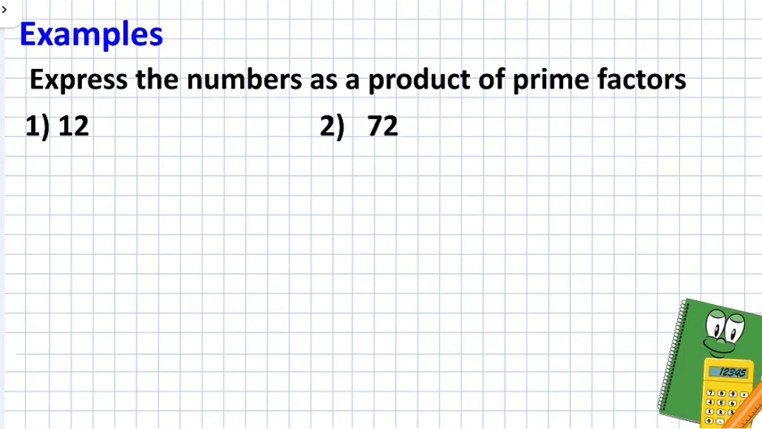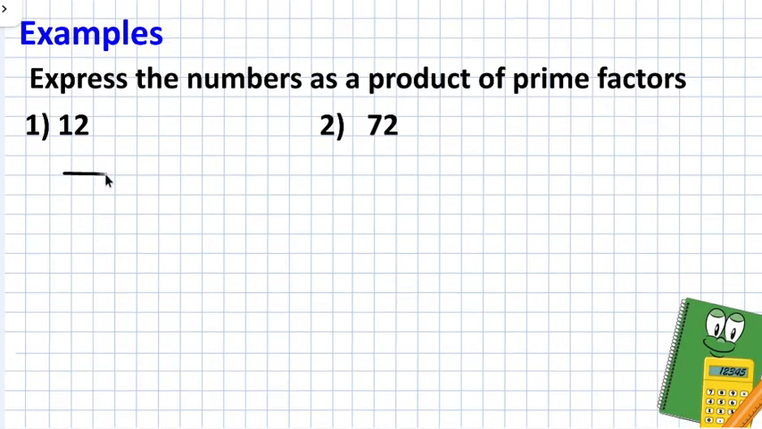When you see a question like this, it's very easy to solve. There are different ways you can use to solve this, but I'm going to be using the ladder method, because it's straightforward and easy. So number 1, how do we express 12 as a product of its prime factors? We draw a table or a ladder like this.